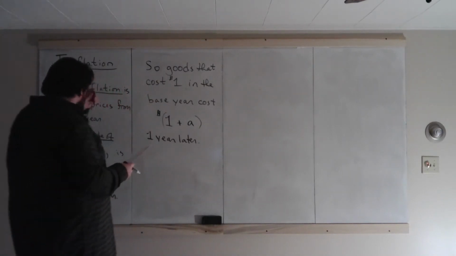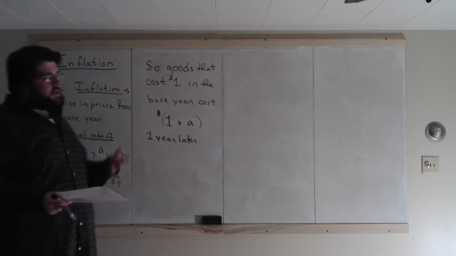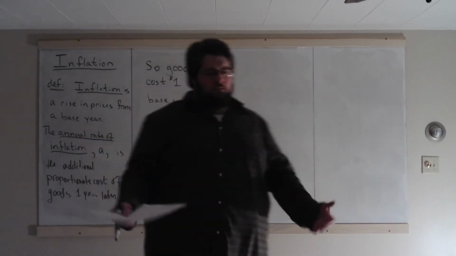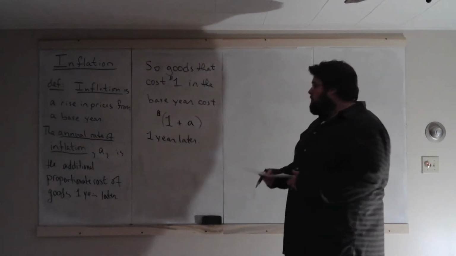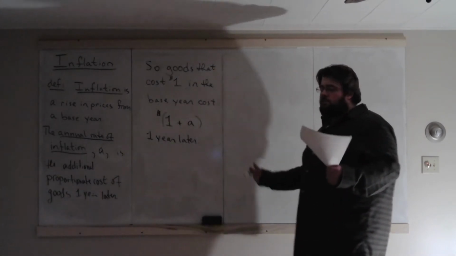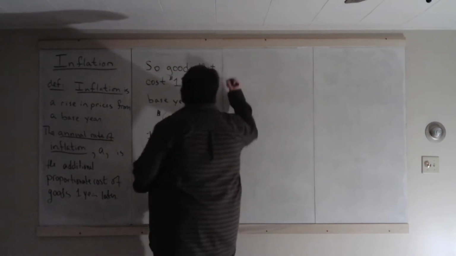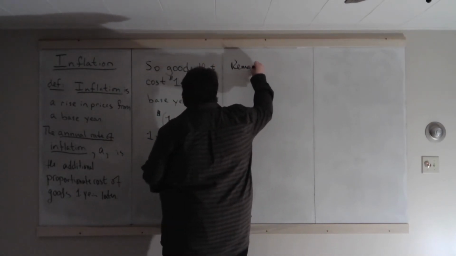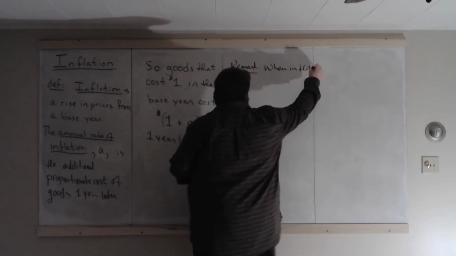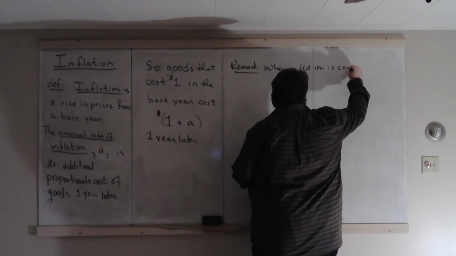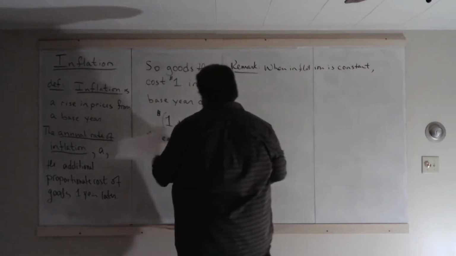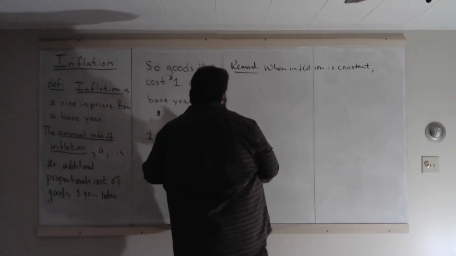Now, when inflation is constant, which is not necessarily the case, but we will assume for our examples, inflation is constant throughout the year. When inflation is constant, we can use the compound interest formula to measure inflation. So let's write that as a remark. Remark. When inflation is constant, we'll assume constant across whatever time period we're considering.